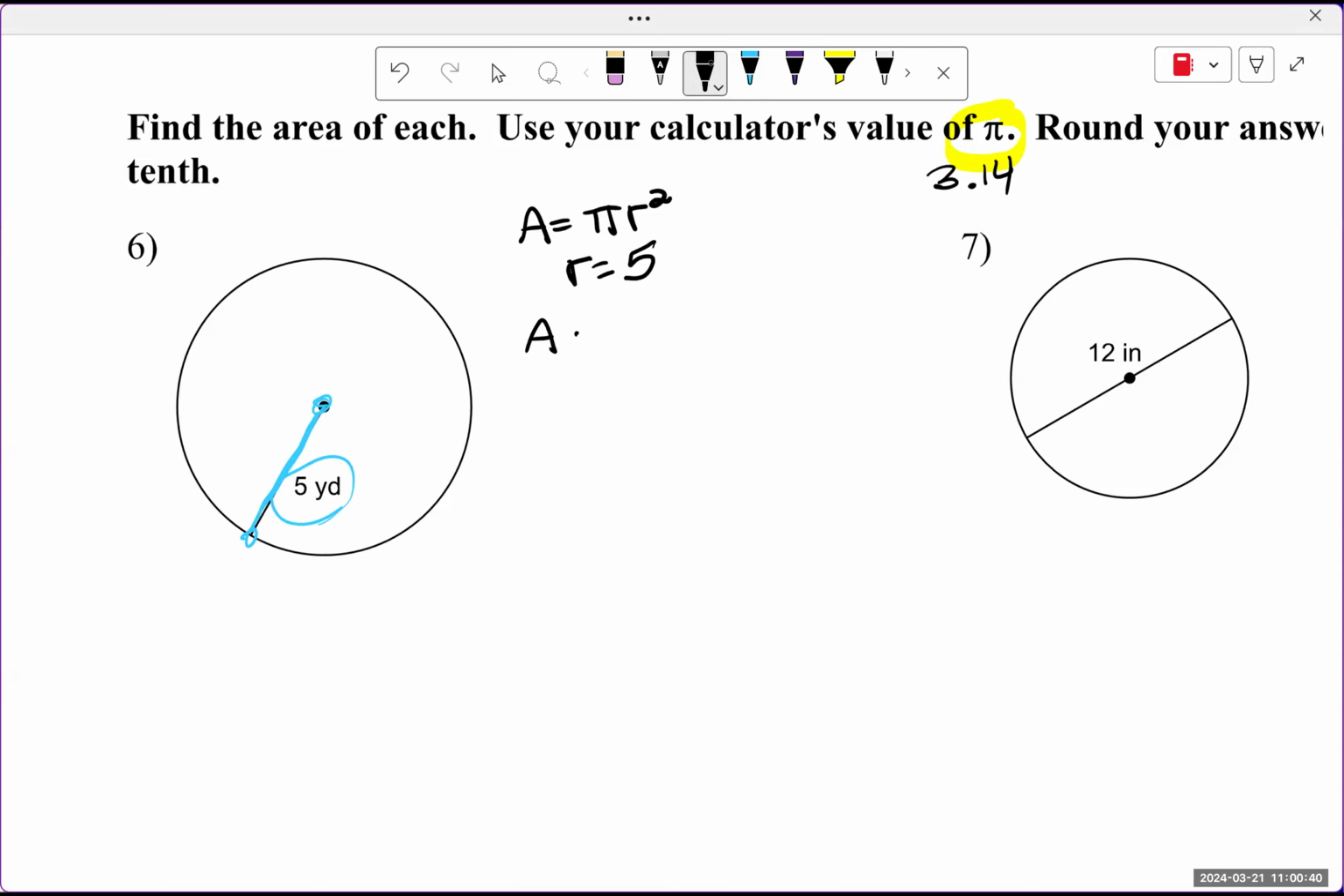Okay, so we're going to start off with the formula. Yeah. And then we're just going to square the 5. Okay. Shh. I'm actually recording this, so you're going to be on the recording. Okay, thanks. Okay, so 5 squared is 25.